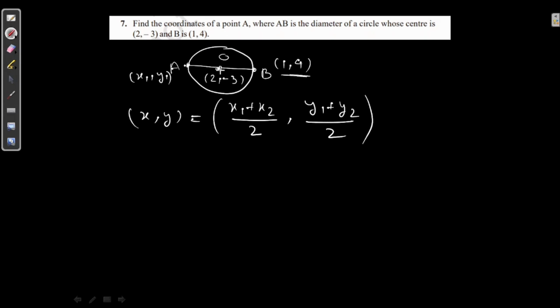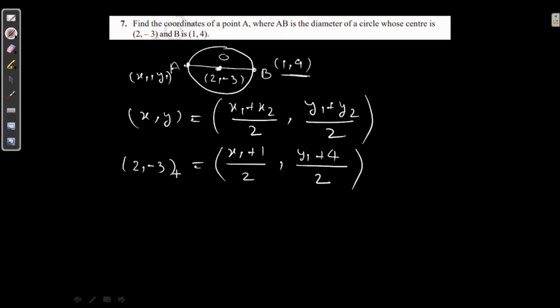Okay, so this is the midpoint, because the midpoint of points A and B will be the center. So in place of x comma y, I am going to write 2 comma minus 3. Now what is before the comma? It is x1 plus x2 upon 2. What is after the comma? It is y1 plus y2, and I am going to put 4 here, upon 2.